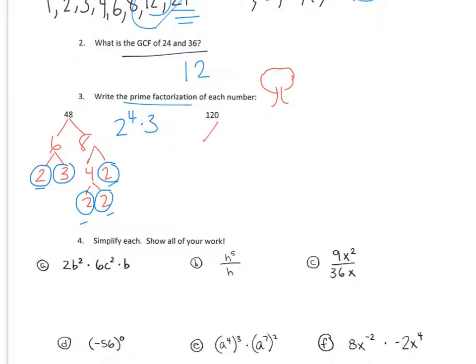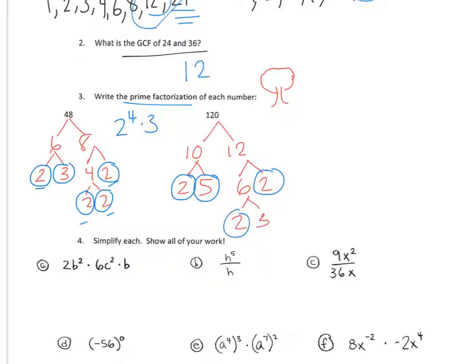And then 120. Two numbers that go into 120 are 10 and 12. So 10 is 2 and 5. So I circle those. 12 is 6 and 2. So I circle the 2. And 6 is 2 and 3. So when I write the prime factorization, it's going to be 2 to the 1, 2, 3, 2 to the 3rd, times a 3, because there's a 3, and then times 5 is the answer.